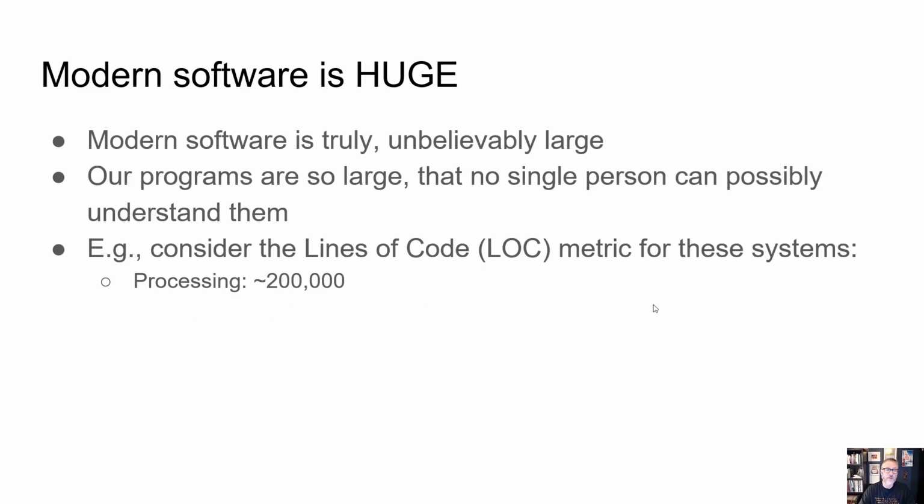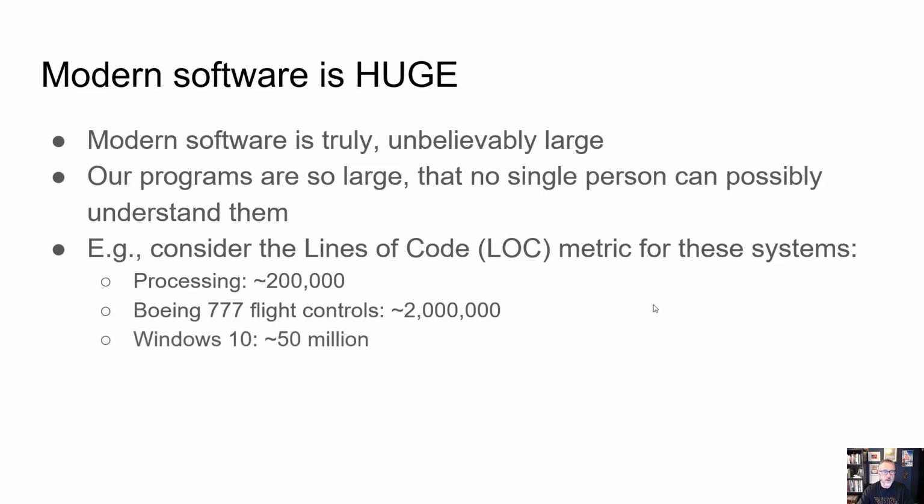Think about this. The Boeing 777's fly-by-wire flight control system has about 2 million lines of code. And the Windows 10 operating system that I'm using on my home computer has about 50 million lines of code, okay? If you think about all of those lines and how they could all be different branches and loops and things like that, it's just too huge. You can't consider all the different things that might happen in that program, okay?